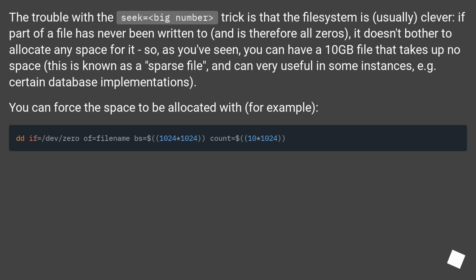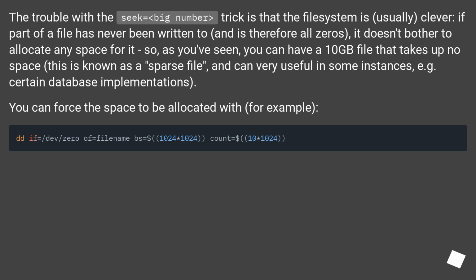The trouble with the seek= big number trick is that the file system is, usually, clever. If part of a file has never been written to, and is therefore all zeros, it doesn't bother to allocate any space for it. So, as you've seen, you can have a 10 GB file that takes up no space. This is known as a sparse file, and can be very useful in some instances. For example, certain database implementations.